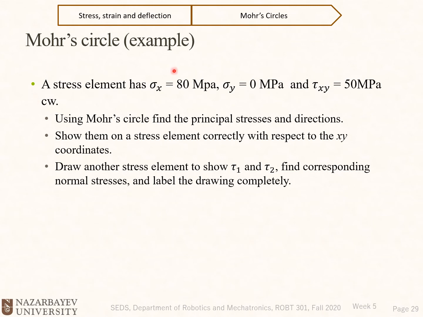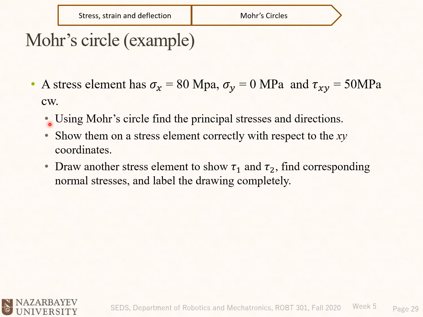Okay, now we will have one example on Mohr circle. The stress element has sigma x equal to 80 megapascal, sigma y equal to 0, and tau xy equal to 50 megapascal clockwise. These are applied stresses, and we said that the first step normally is to find applied stresses. We'll do that in the coming sections and chapters, where you'll see how we find applied stresses in real analysis and problems, but for the purpose of teaching Mohr circle, these values are given.